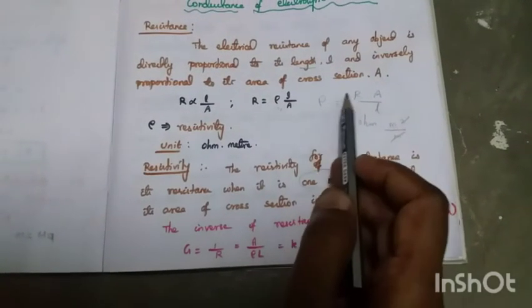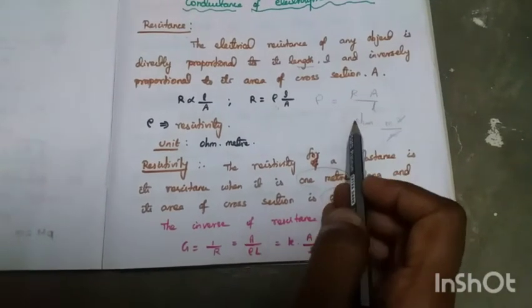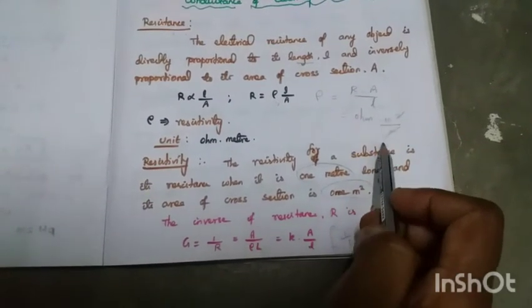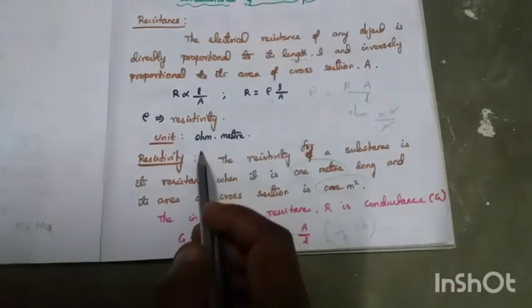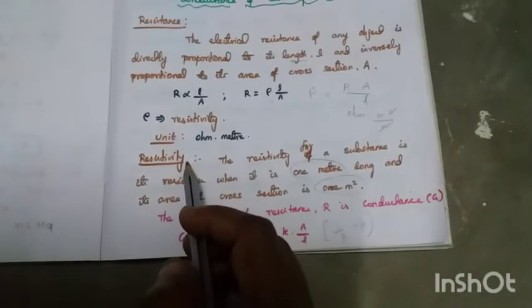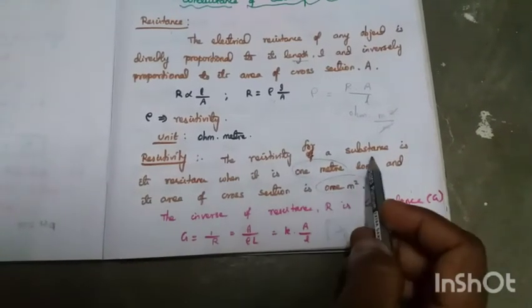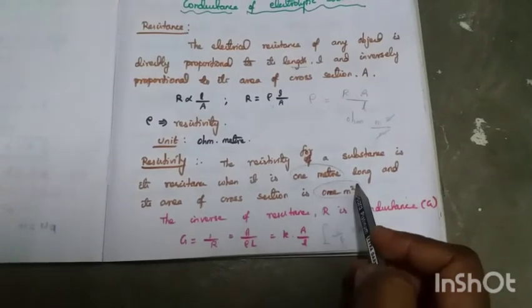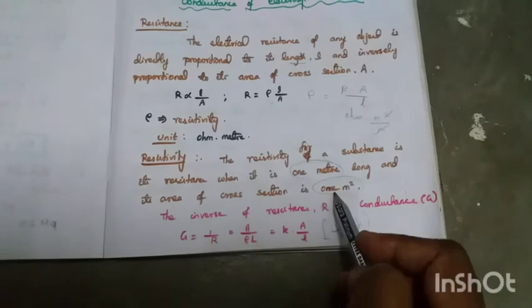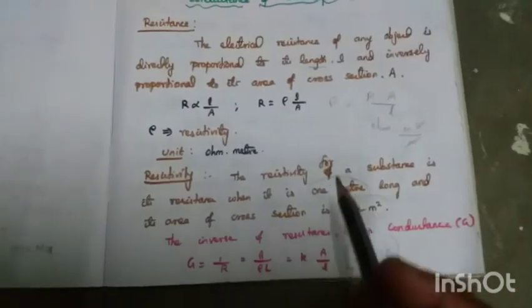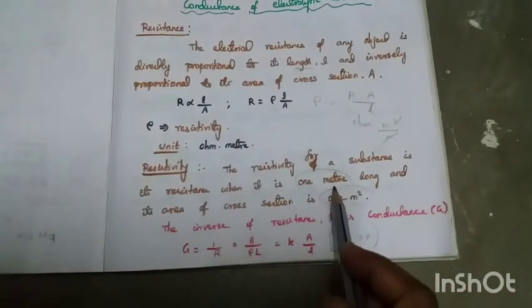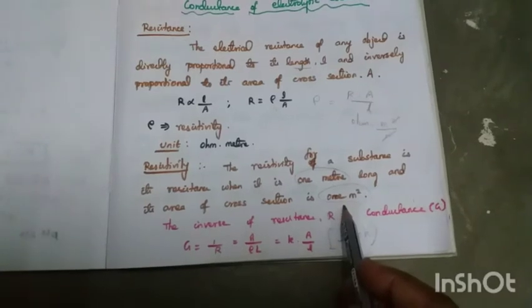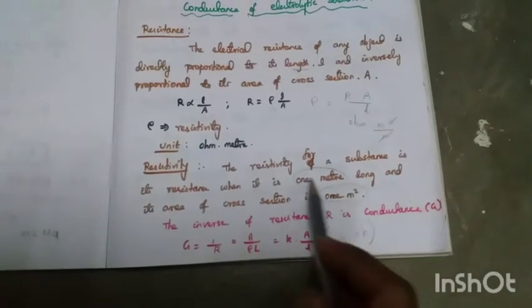Rho can be written as RA by L. R is in ohm, A is in meter square, L is in meter. So if you cancel, we get the unit of ohm meter. Next we are going to define the resistivity. Resistivity of a substance is its resistance when it is 1 meter long and the area of cross section is 1 meter square.